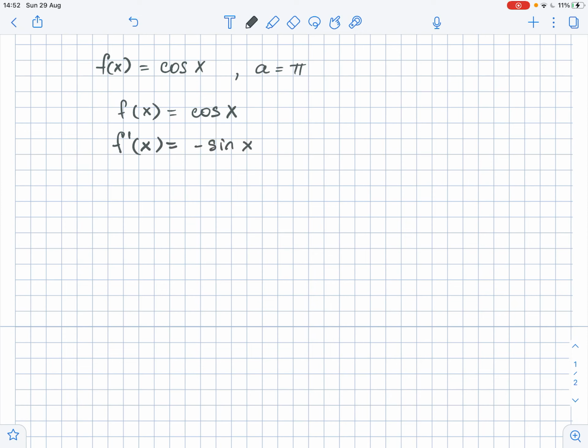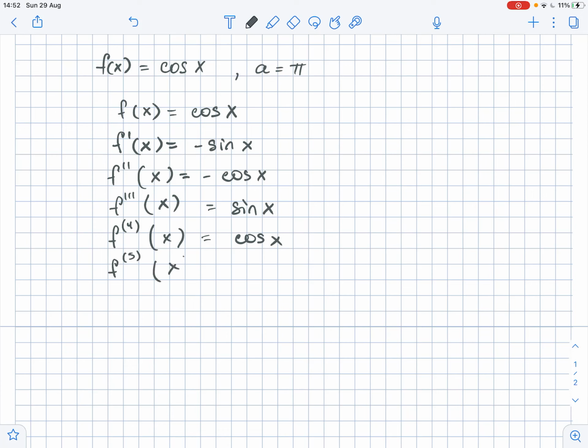cosine of x. Then f prime of x equals negative sine of x. Then the second order derivative of f of x equals negative cosine of x. The third order derivative of f of x equals sine of x. The fourth order derivative of f of x equals cosine of x. The fifth order derivative of f of x equals negative sine of x. And the sixth order derivative of f of x equals negative cosine of x.